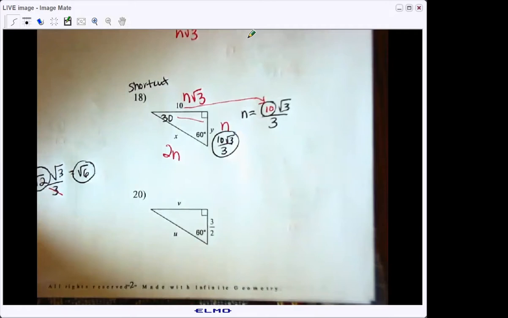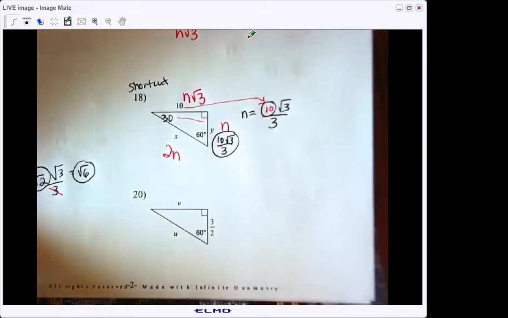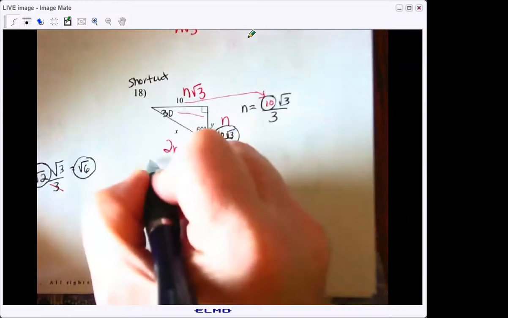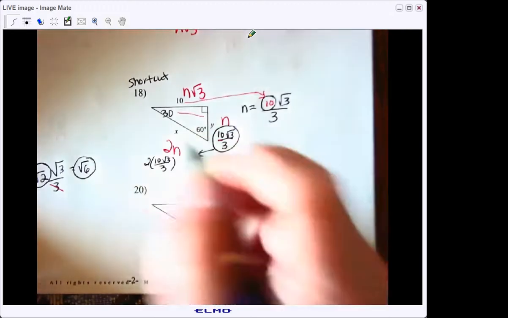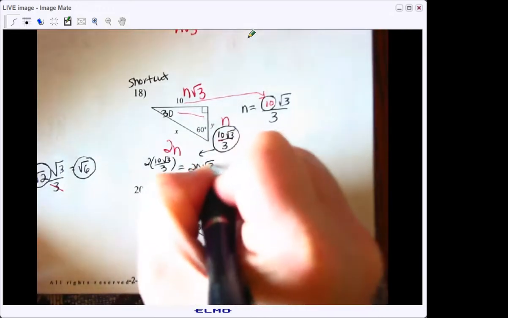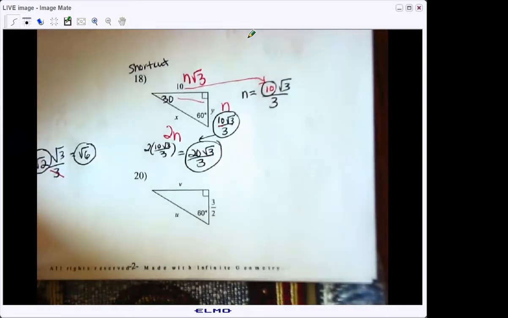So what number do I multiply by 2 to get my hypotenuse? 10. Okay. So I'm going to multiply the 10 by the 2. Okay. So 2 times 10 root 3 over 3. And we're going to get 20 root 3 over 3. And last, we'll do number 20.